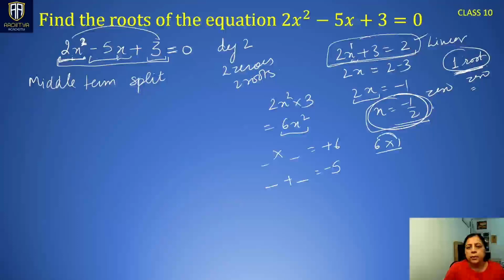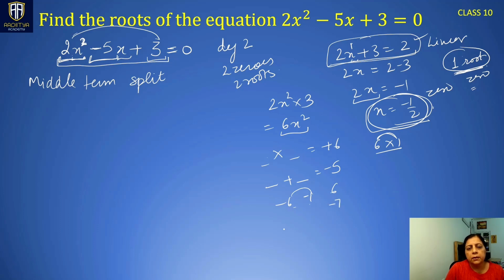One more thing: since the product is positive, either both the numbers are positive or both the numbers are negative. Only then we can have a positive product. Now we check the sum. Sum is negative. That means both the numbers have to be negative. So if I take negative 6 and negative 1, I get product 6, but the sum becomes minus 7.